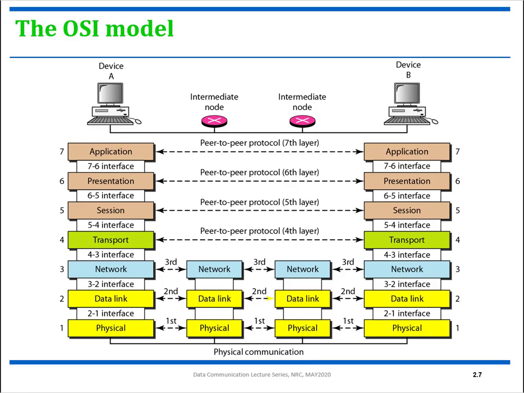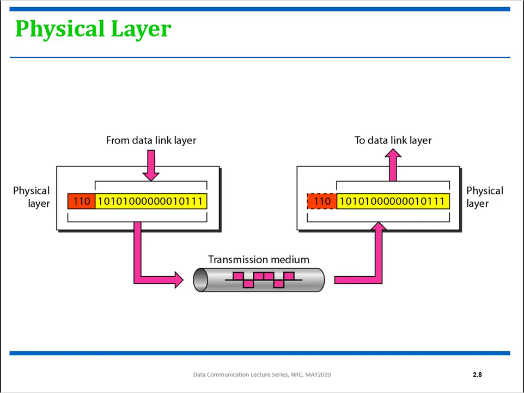From the top, transport, session, presentation, and application are called the user support layers. These four layers are called the user support layers. First of all, the physical layer. As you see, the data is received from the data link layer, because the data link layer is right above the physical one.